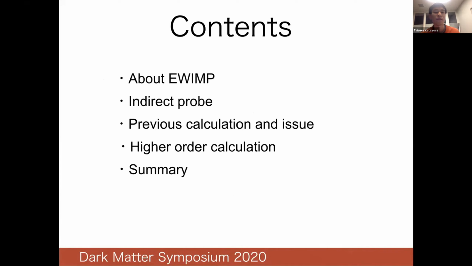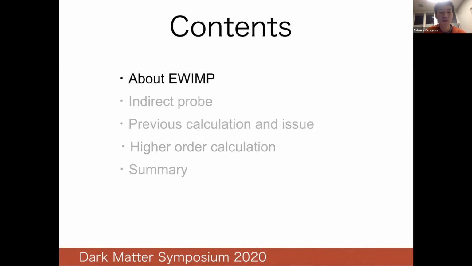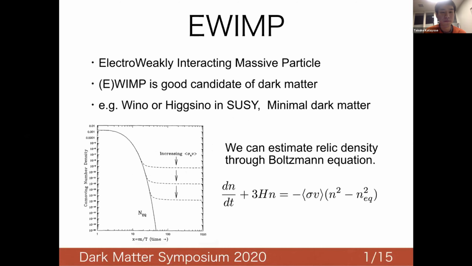This is the contents of my talk. First, I review EWIMP and the indirect probe at colliders, and then I will explain the previous calculation and problem, and then move on to the higher order calculation and summary. Okay, let's start from the EWIMP.